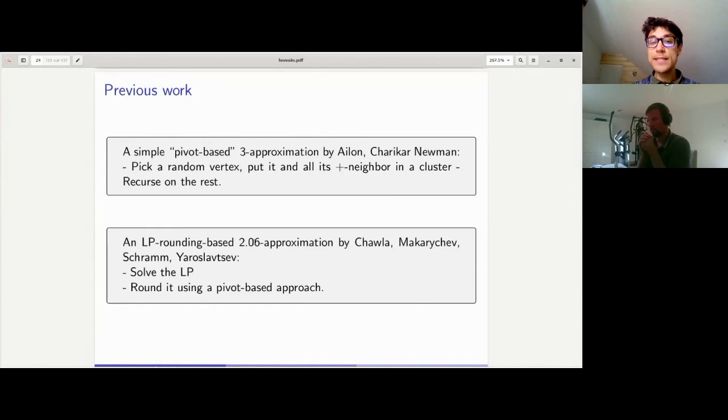Then there is the FPT setting, parameterized by K, in which case, if I'm not mistaken, you can get 1 plus epsilon in 2 to the K poly n. That's what's known. And I should say the lower bound is APX-hard. You can't get a PTAS for this one, but the hardness of approximation is like 1.01 or something. It's not that good.